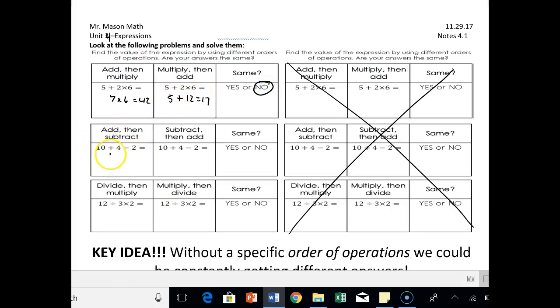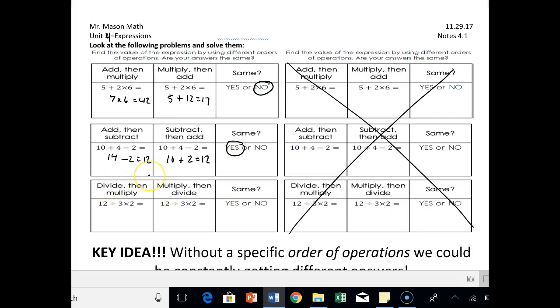Let's add, then subtract. So add, that's 10 plus 4 is 14, minus 2, we get 12. We want to subtract, then add. So 4 minus 2 is 2 first. And then 10 plus 2 is 12. So did we get the same answer? Yes, we did.